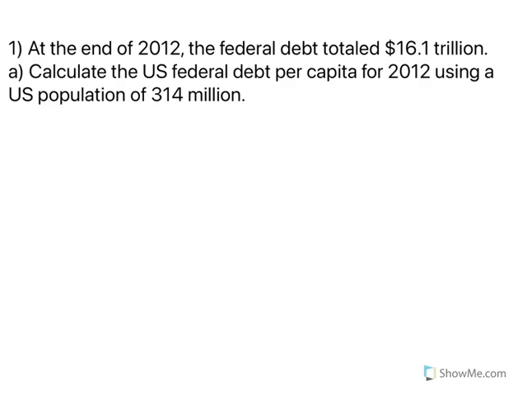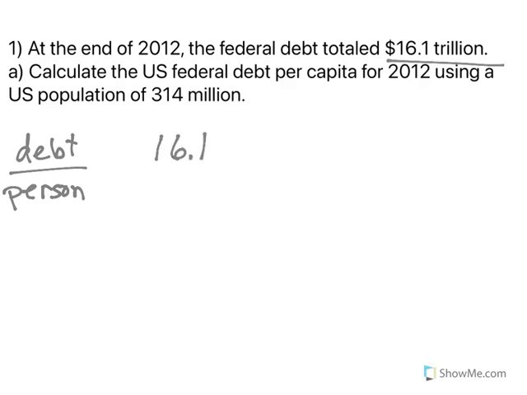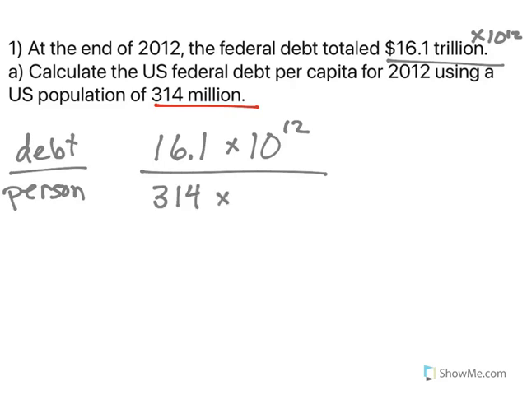So we're thinking of debt per capita. Capita means per person. So the debt is 16.1 trillion. Now remember, trillion means times 10 to the 12th. So I'm going to write that in, 16.1 trillion. And then the population is 314 million, and million means times 10 to the 6th. Now I understand that 314 times 10 to the 6th is not in scientific notation, but I can go ahead and just do the math as I see it here.